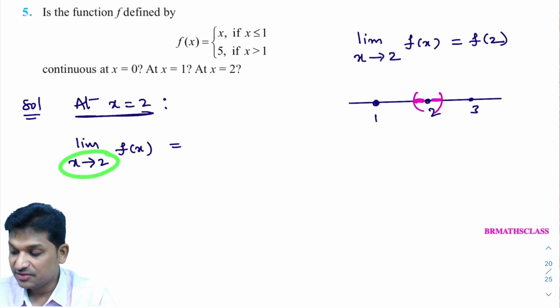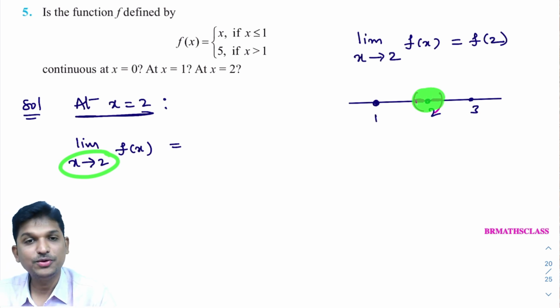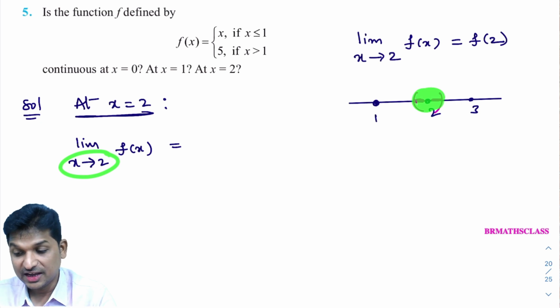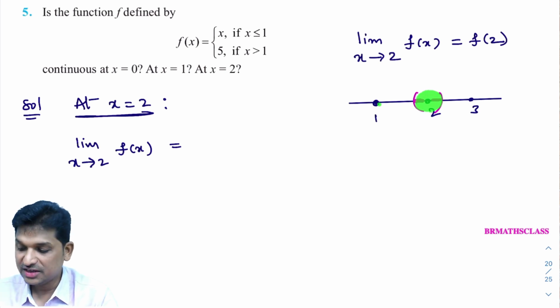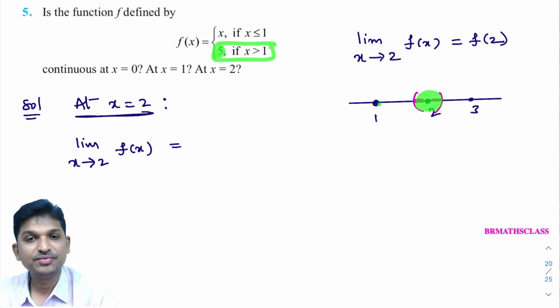Now, x approaches 2 means when x values are in the neighborhood of 2, then all these x values are less than 1 or greater than 1. Look here. 1 is here. This zone is the right side of 1. That means all these x values are greater than 1. So when all x values are greater than 1, which function to choose? I need to choose this function phi. Correct?